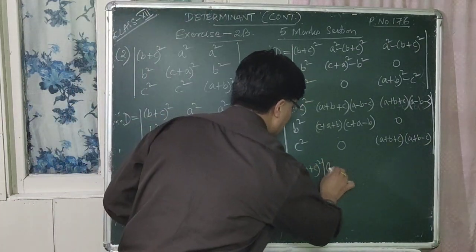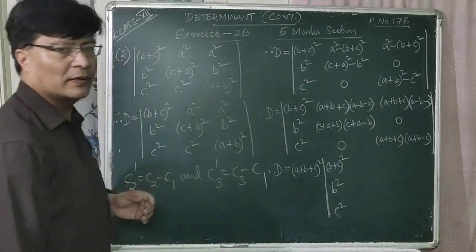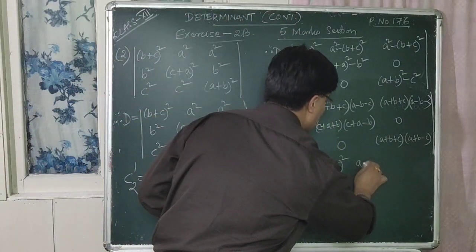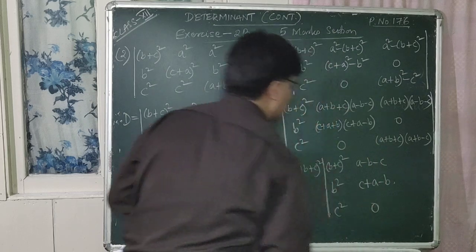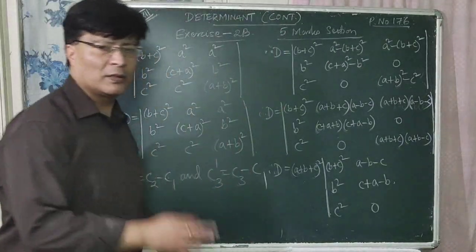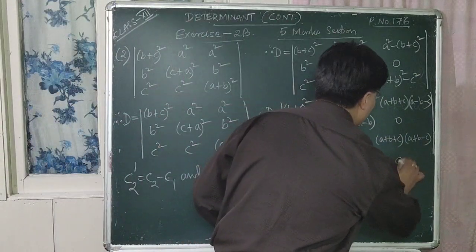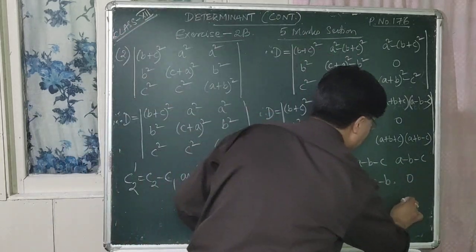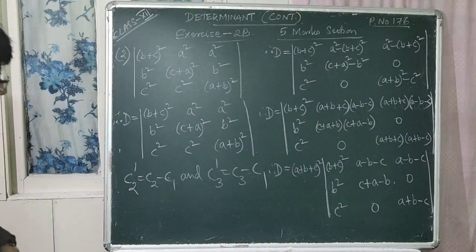Now, first column is B plus C whole square, B square, C square. What is the new second column now? A plus B plus C is taken common. So it is A minus B minus C. This is C plus A minus B, and this one is 0. Right? What is the third new column? Here also A plus B plus C is taken common. So we have A minus B minus C. This is 0. Right? Then A plus B minus C, A plus B minus C. Is that clear?